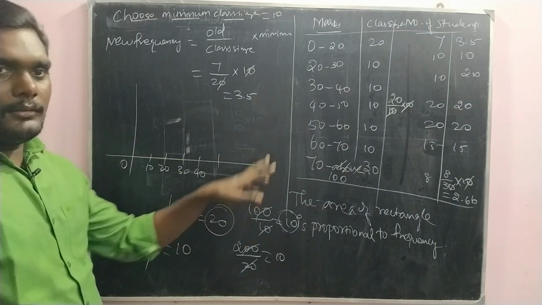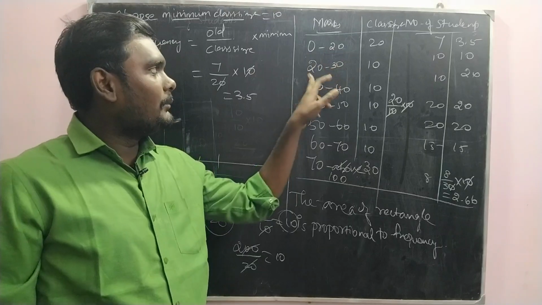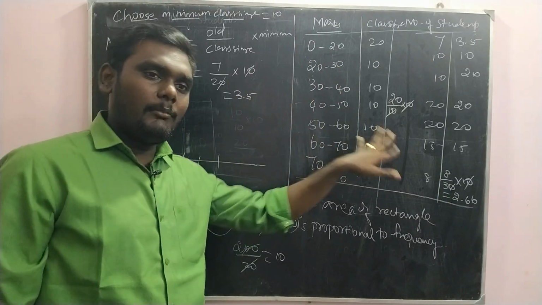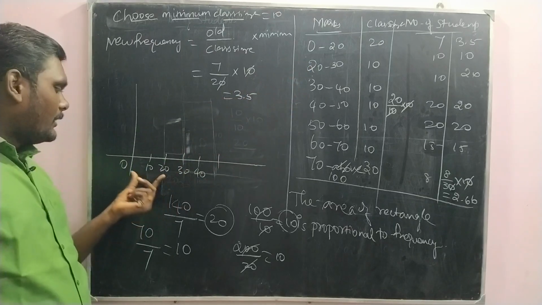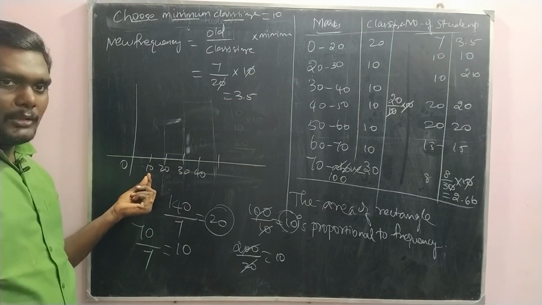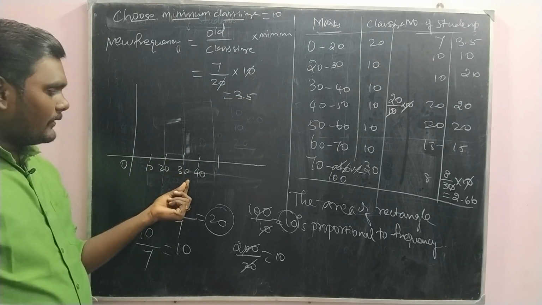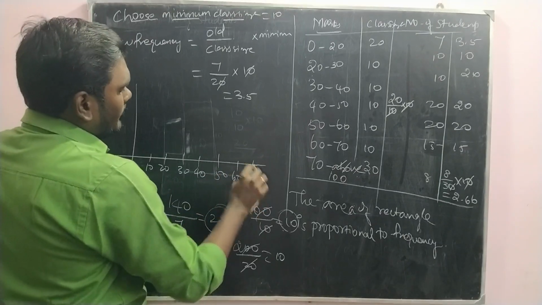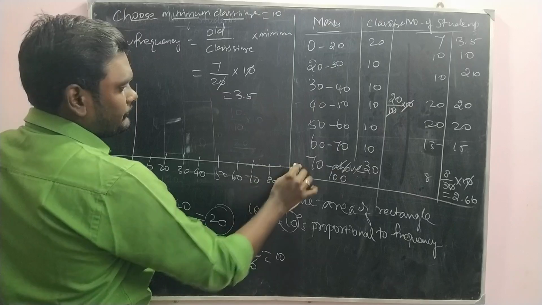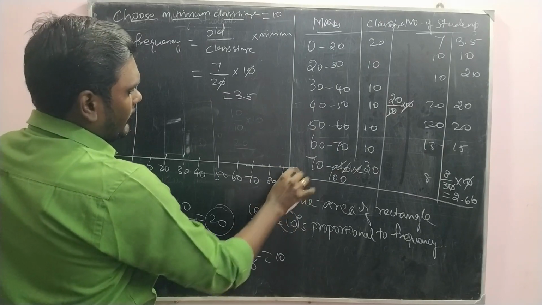Have you noticed one thing? In the previous questions, the numbers were directly even, so we took the same units here. But here, I am not writing 0 to 20 directly. In between, I am inserting 10 because of the units. And then here, 30, 40, 50, 60, 70, 80, and then 90.